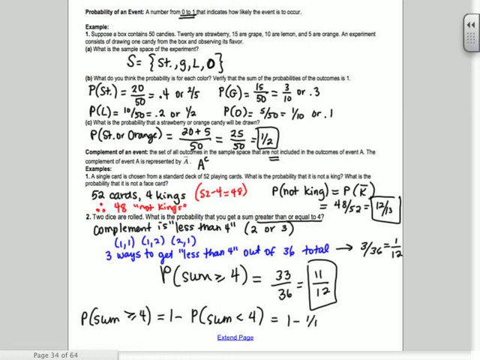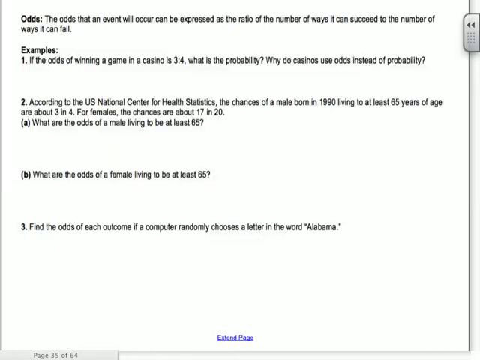So it's 1 minus 1/12, which is 11 over 12. So that will help you out sometimes too. Okay, next up. Odds. Did you guys talk about odds in Algebra 1? Do you guys remember odds?